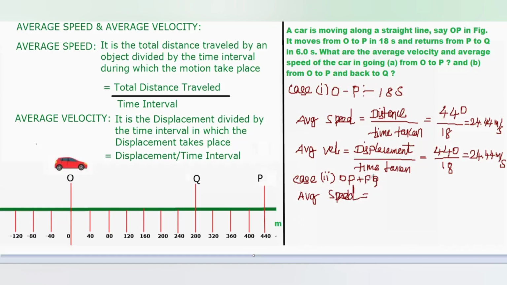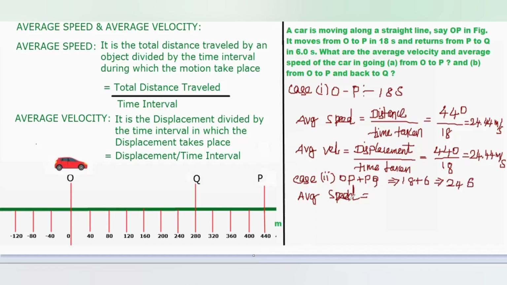For these two motions, O to P plus P to Q, we need the time interval. For O to P, it requires 18 seconds. For P to Q, it requires 6 seconds. So the time taken for this motion, O to P plus P to Q, in case 2, will be 24 seconds.